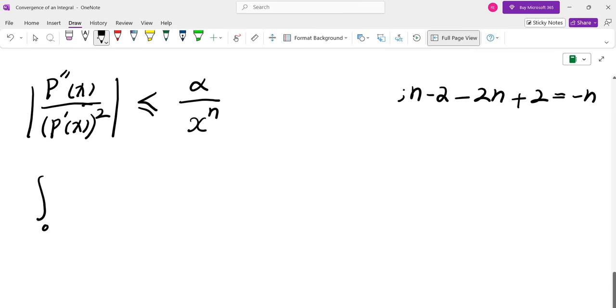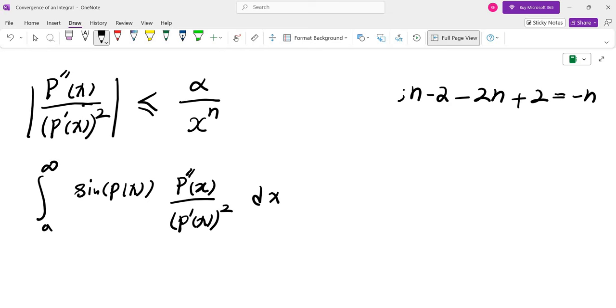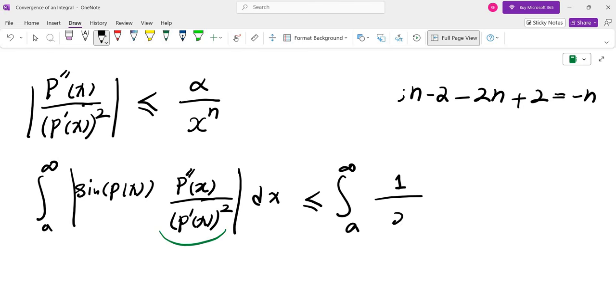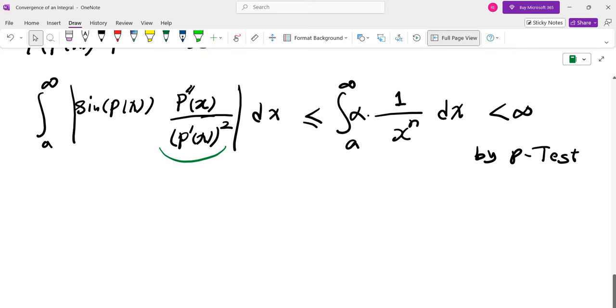So the integral from a to infinity of sine of p of x times p double prime of x over p prime of x squared. We're going to show this converges absolutely. So we put the absolute value here, and this becomes less than or equal to the integral from a to infinity. Sine is less than or equal to 1, so we can just replace it with 1. And this quantity of p double prime over p prime squared is less than or equal to x to the power of n times some scalar alpha. And this converges by the p-test because n is at least 2.